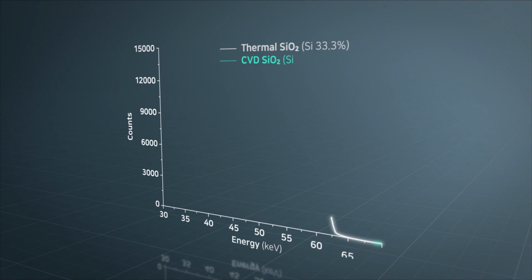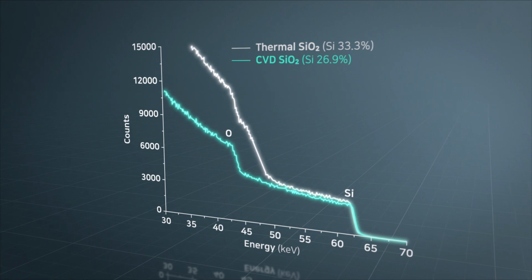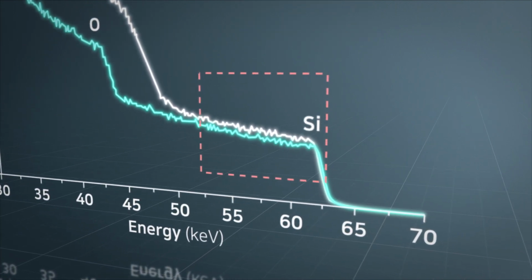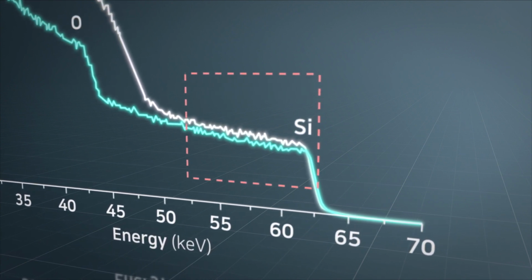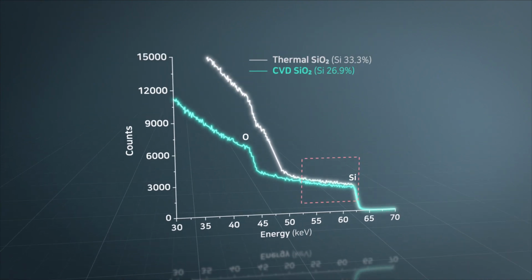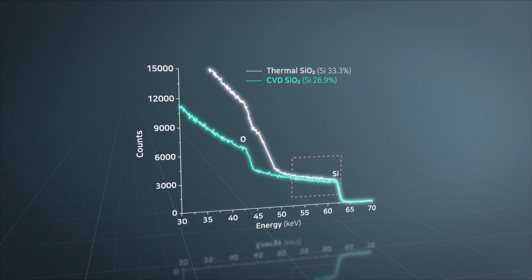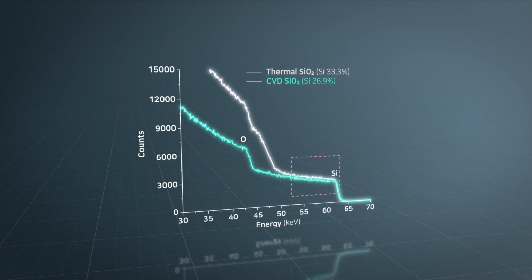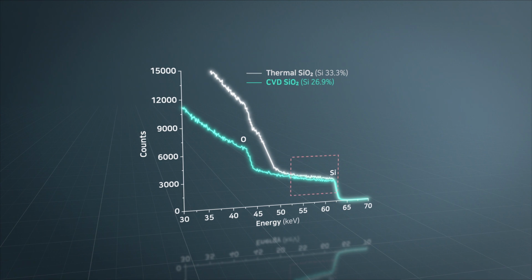These graphs show the MEIS spectra of silicon oxide produced by the thermal oxidation and CVD methods, respectively. The marked area is the silicon area of the thick silicon oxide. As shown in the graph, the silicon scattering yield of silicon oxide, the green spectrum produced by CVD, is lower than that of thermal oxide, which is the white spectrum. This means that the silicon composition ratio of silicon oxide produced by CVD is lower than that of thermal oxide. The silicon composition ratio of thermal oxide is 33.3%, whereas that of silicon oxide produced by CVD is 26.9%, which is lower.